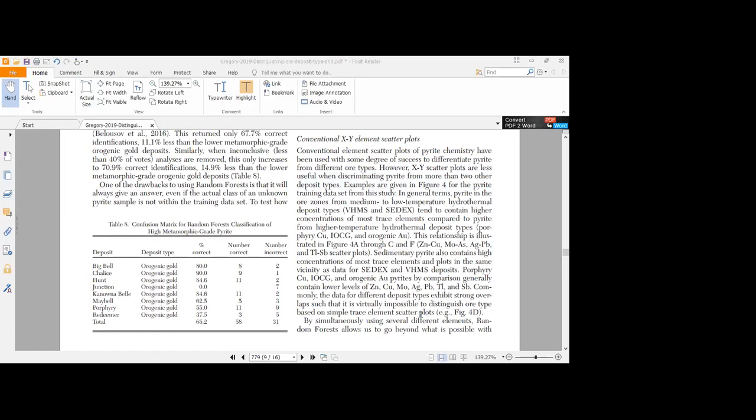Yeah, I think it's normal, because you can't just choose feature importance and try to classify the data using just two elements, something like that. So yeah, I agree with you.